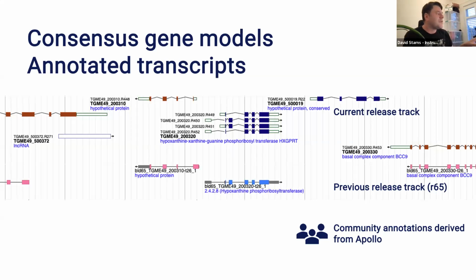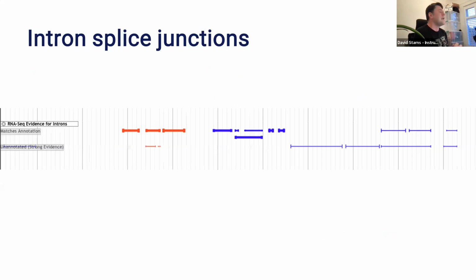So these 2 models, as I said before, the release 65 track, the colors are a different set than the red and the blue that are currently there. As we can see, we've got the 4 different isoforms here, and in the previous release, just the 1. We also have a community annotations track, and I believe Uli will talk about that later today, which is where you can create your own in Apollo, and this gets loaded up into our JBrowse as another separate track for gene models. Okay, and the first bit of evidence we're going to go over is the intron splice junctions.